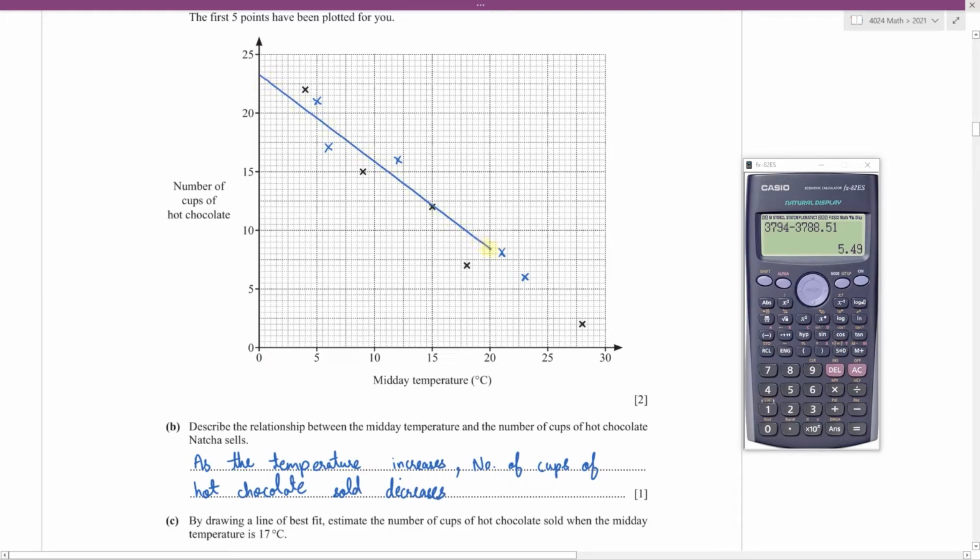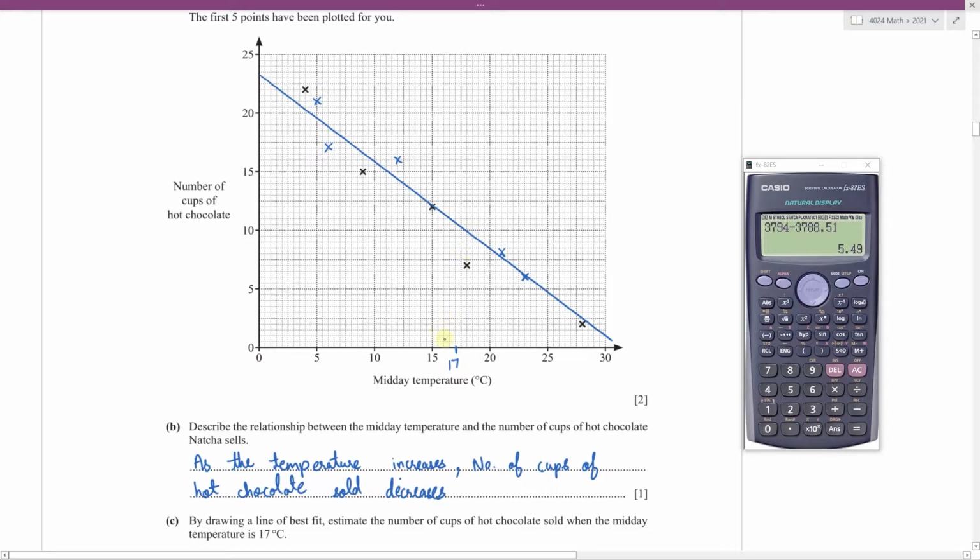Something like this. It's passing through these 2 points, and I have 3 points below the line and 3 points above the line, and this is just above and this is just below. So it kind of evenly distributes the points on both sides of the line of best fit. So now you have to read the value for number of cups when the temperature is 17. So 15, 16, and 17 is this here. This is 17 degrees Celsius.